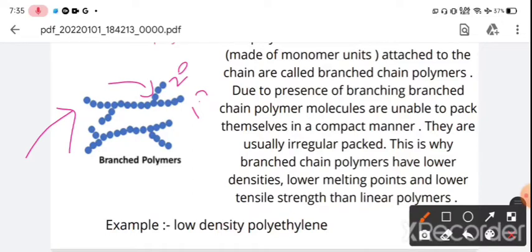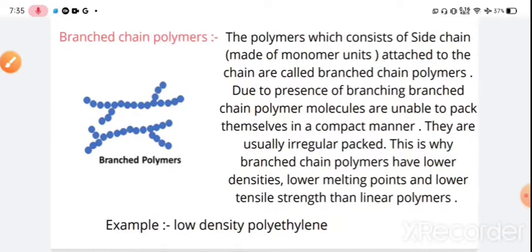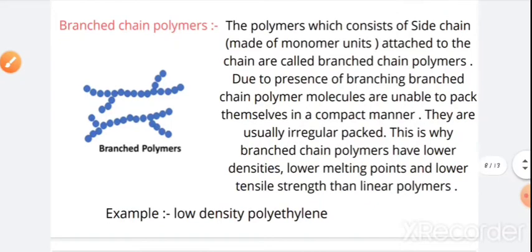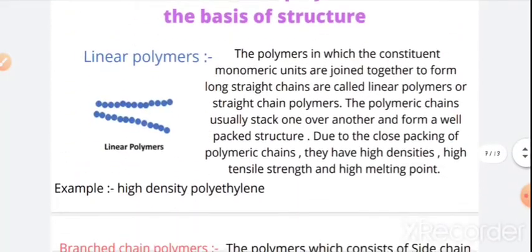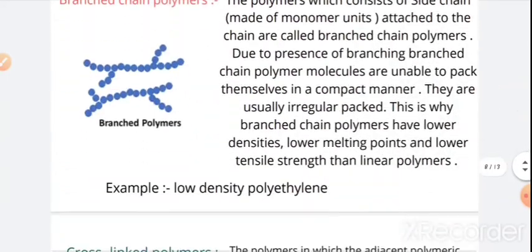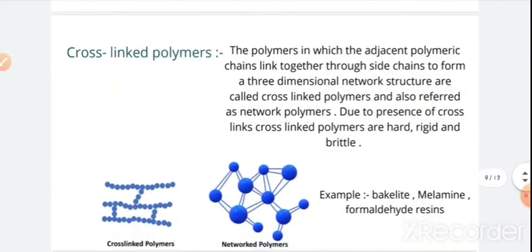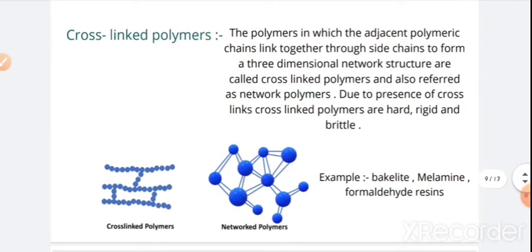Now shall we move forward? Let me clear all this. The example is low density polythene. The branch chain polymer is low density polythene and the linear chain polymer is high density polythene. Okay. Now the next is cross link polymer. It is also called network polymers.